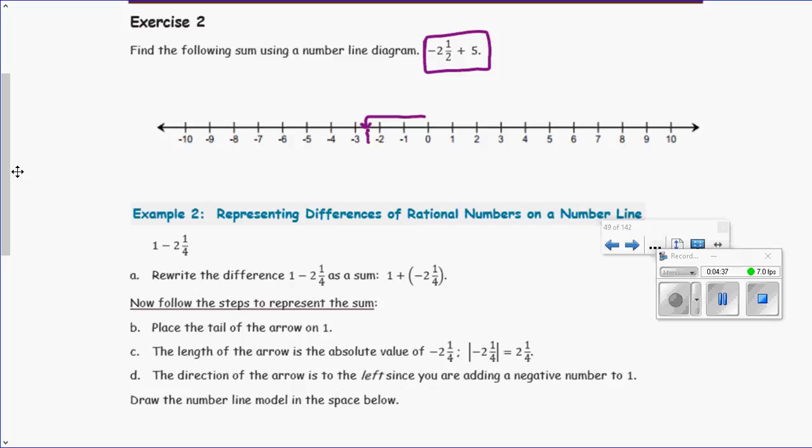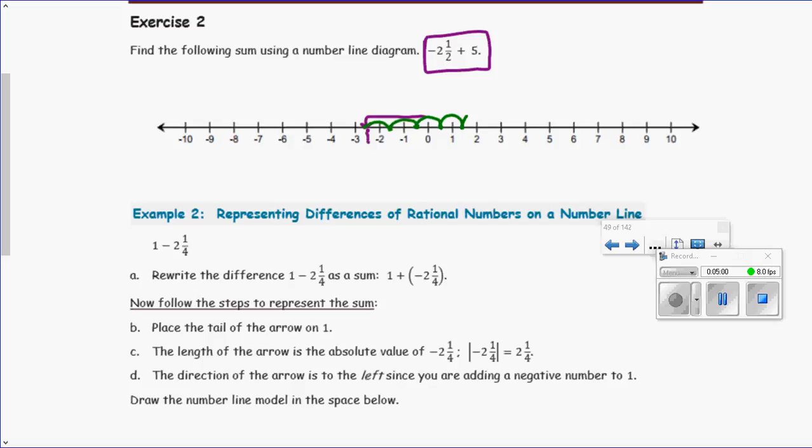So every time I make a jump, every time I go one whole number, I'm basically going to be ending up halfway between. So this first jump takes me to -1.5. The next jump takes me to -1/2. The next whole number takes me to 1/2. So I've made 3 jumps so far. I've got 2 more to make.